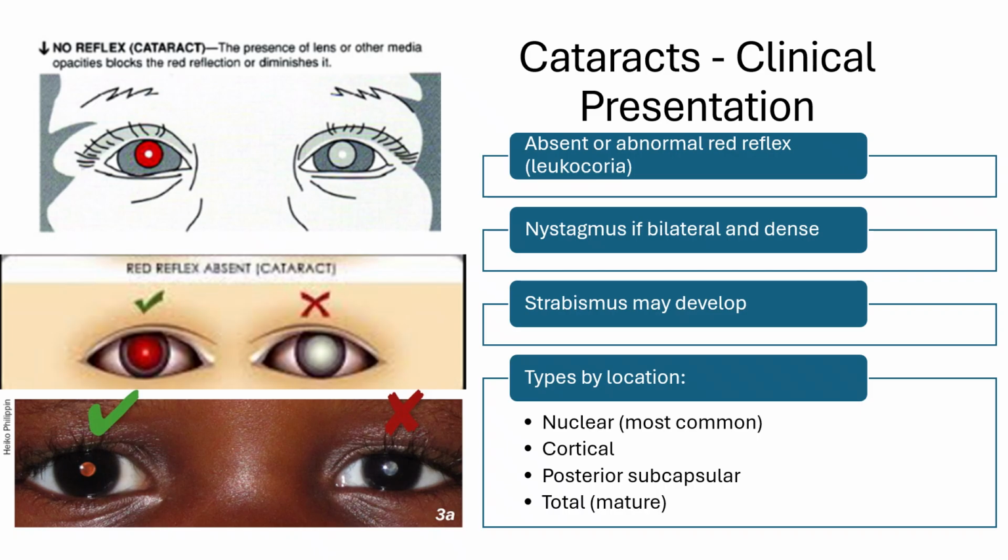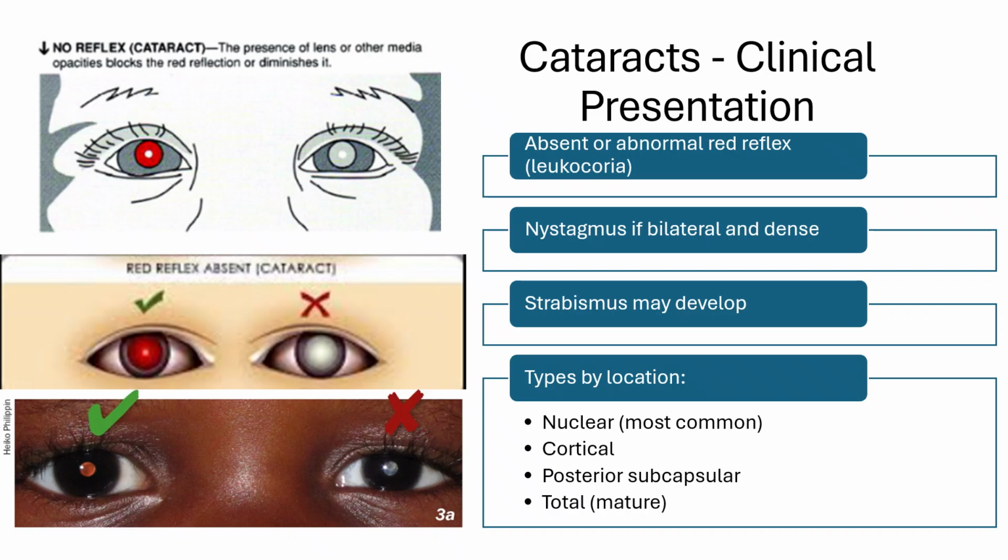The hallmark finding in congenital cataracts is an absent or abnormal red reflex, presenting as leukocoria, that white pupillary reflex that immediately raises concern. Parents might notice this as a white spot in flash photographs or describe the affected eye as looking different. When cataracts are bilateral and dense, nystagmus often develops within the first few months of life as the visual system searches unsuccessfully for clear images.